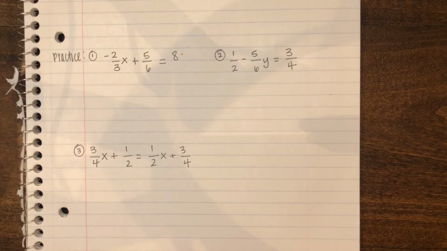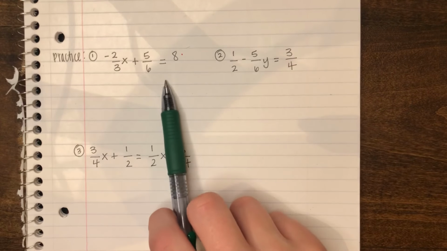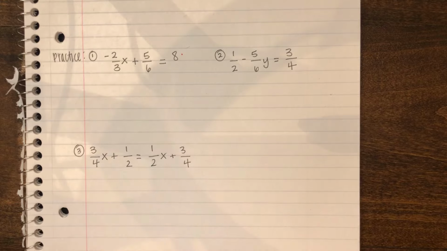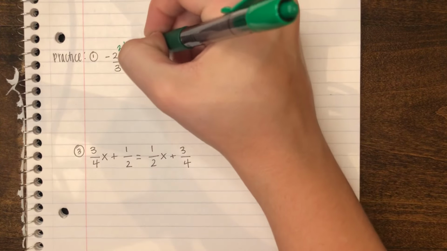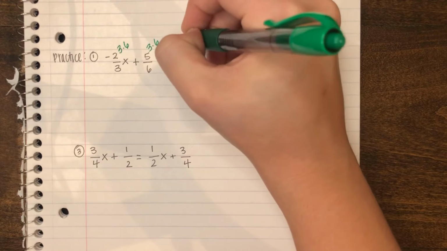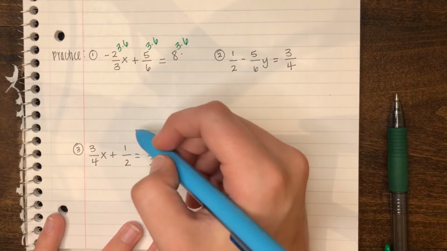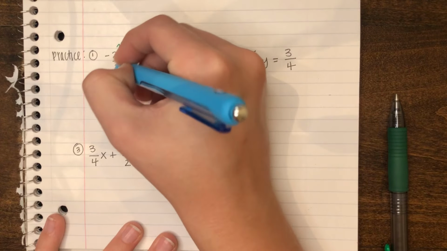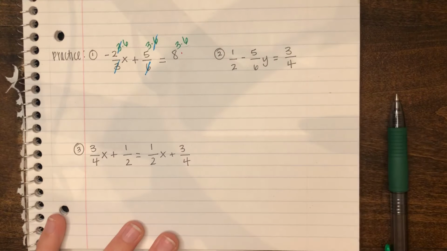All right, so let's see how you guys did. On this first one, negative 2/3 x plus 5/6 equals 8. I want to get rid of my fraction so it's a lot easier. So I'm going to multiply every term by my denominators. Then I'm going to cancel out my values that make 1. So 3 over 3 makes 1, 6 over 6 makes 1, and nothing over here makes 1.